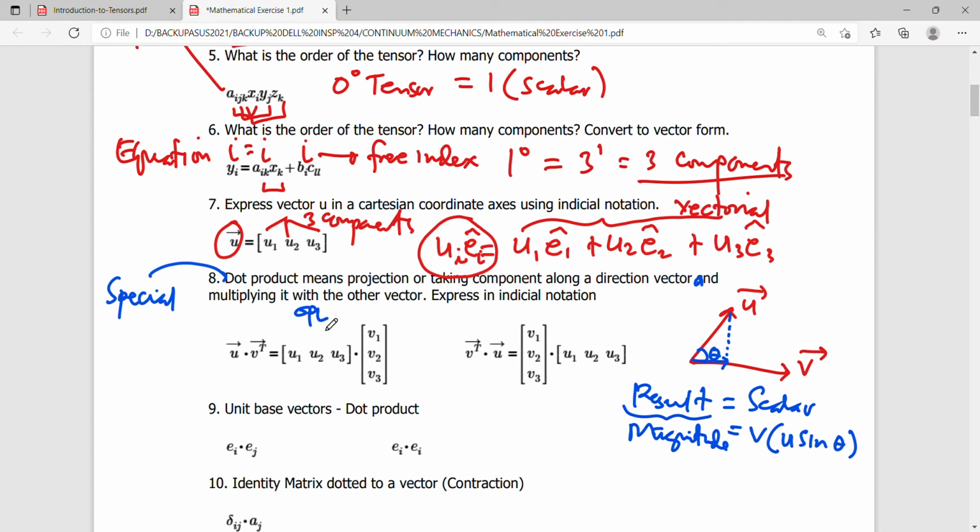Okay, so if you want to do it in a matrix format, this is the operation in terms of vector and matrix. So we have a row multiplied by a column. Okay, so this is a row vector and it's a column vector. So we just multiply u1 v1, u2 v2, u3 v3, and you get the same result as that using the simple geometrical interpretation.